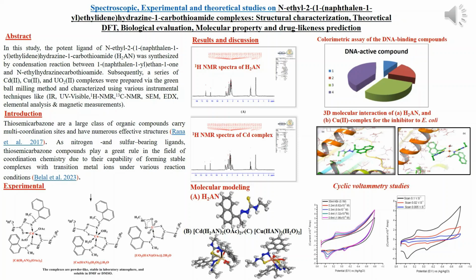Cyclic voltammetry studies of Cu2 were applied in both the absence and presence of ligand in 0.1 M KCl at fixed temperature. The data obtained proved that increasing the scan rate resulted in a shift of the anodic peak to a more positive potential, while a shift to negative potential was noticed for the cathodic peak, and a linear relation between peak current and scan rate, proposing a diffusion-controlled redox process.